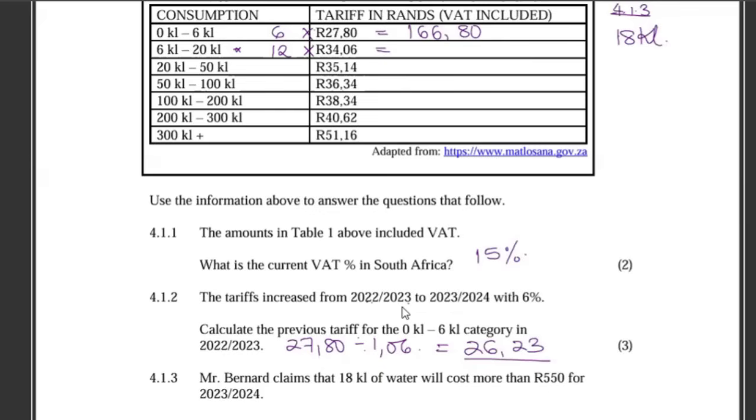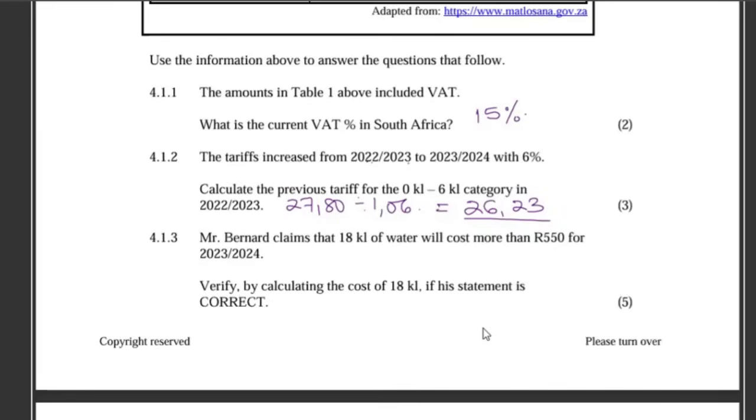Then come down here, 12 times 34.06. What answer do you end up having? We have 408 rands, 72 cents. Add the two. Add them up. When you add these two, the answer becomes 557.52. So the claim is invalid because the answer we've got is already more than. Sorry, he said the water will cost more. Oh, it's not invalid, it's correct. We've got the answer as 557, which is greater than. So the claim is correct.